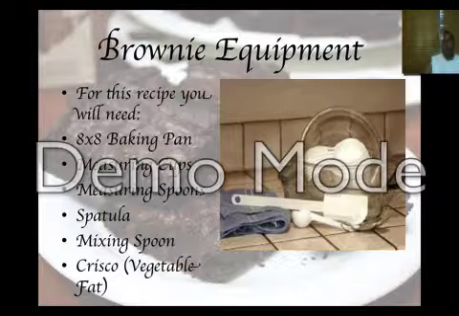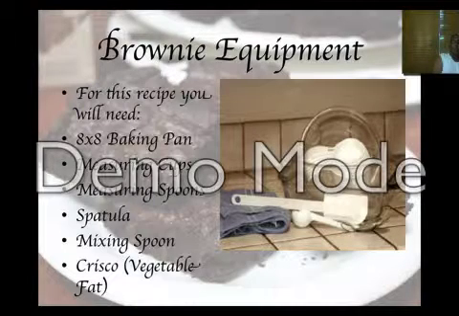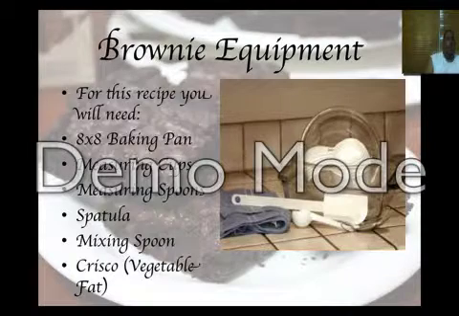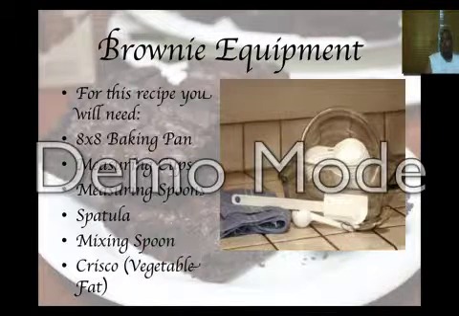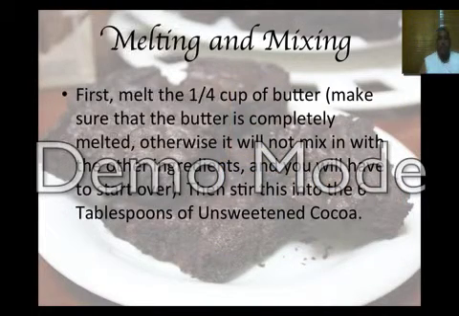The equipment that you will need is an 8 by 8 baking pan, some measuring cups, measuring spoons, a spatula, a mixing spoon, and Crisco, which is a vegetable fat. But you can use any vegetable fat. It doesn't really matter if it is Crisco or not. You can use any vegetable fat that you would like. There's a picture right there of the ingredients.